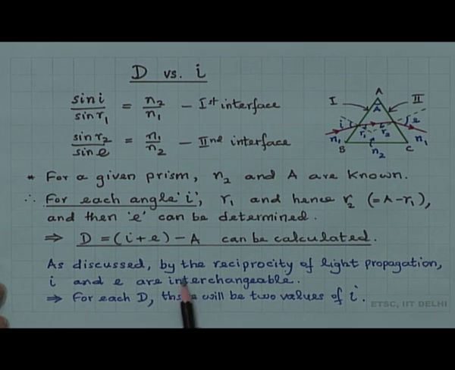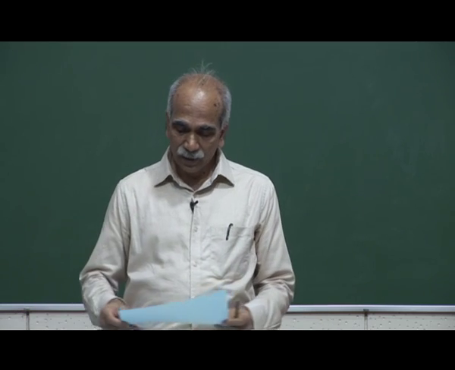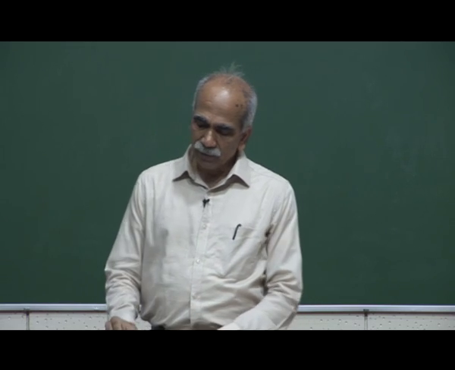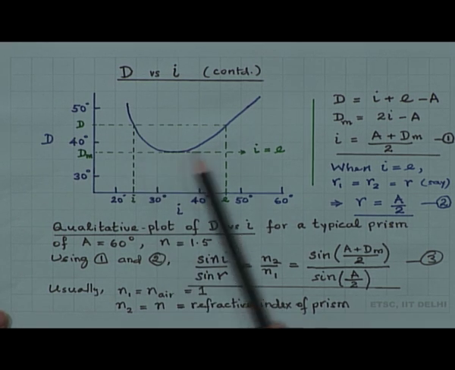As discussed earlier, by the reciprocity of light propagation, I and E are interchangeable, which means for each D there will be two values of I. So, let us plot this for a typical case of D versus I. I am showing a graph here of D, the angle of deviation, versus I. What is shown is a qualitative plot of D versus I for a typical prism of A equal to 60 degrees and N equal to 1.5. This is how it looks.